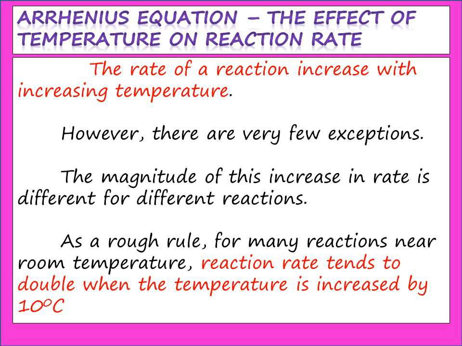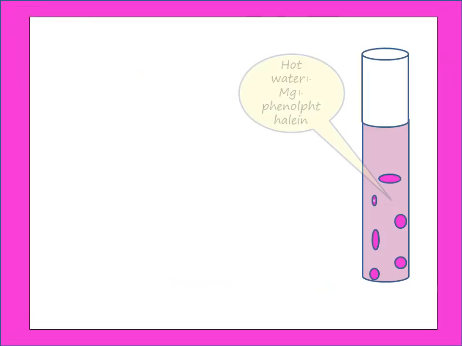There are some exceptions also. The magnitude of the rate of the reaction is different for different reactions. We can say that for every 10 degrees Celsius increase in temperature, the rate increases 2 times. For every 10 degree Celsius increase in temperature, the rate of the reaction increases twice.